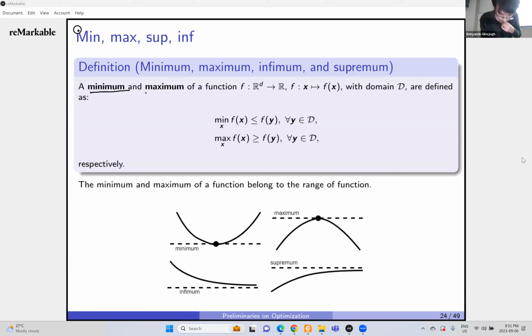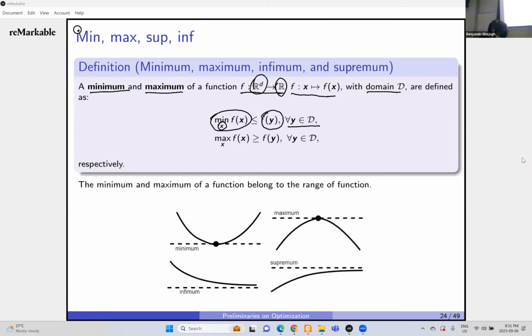A minimum and maximum of a function f. So consider a function f. It takes a d-dimensional input. It outputs some scalar. You can see it as a map of x to f of x, right? With some domain D. The minimum of the function f at x is less than f of y for all y in the domain. For all of the points in the domain of the function, the function value at x is the lowest.